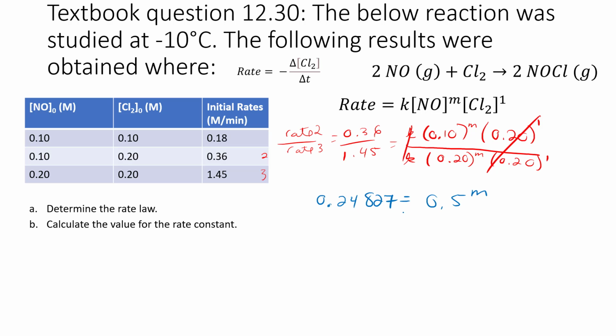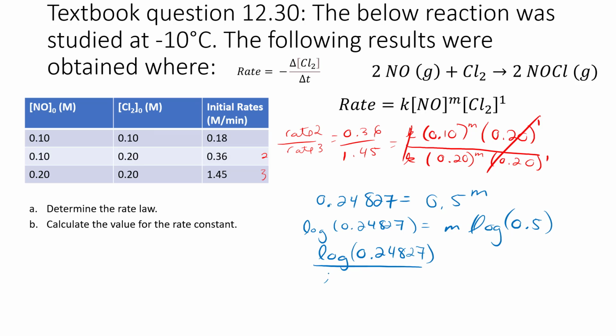You can see there's not a quick and easy way to do this in your head. And so if we were to do that, we need to take the log of both sides. And so the log of 0.24827 equals m times the log of 0.5. So then the log of 0.24827 over the log of 0.5 equals m. Plug all this into your calculator and you end up with m equals 2.